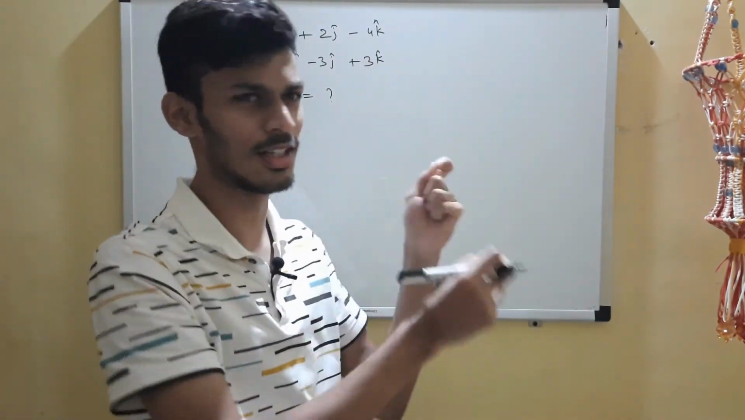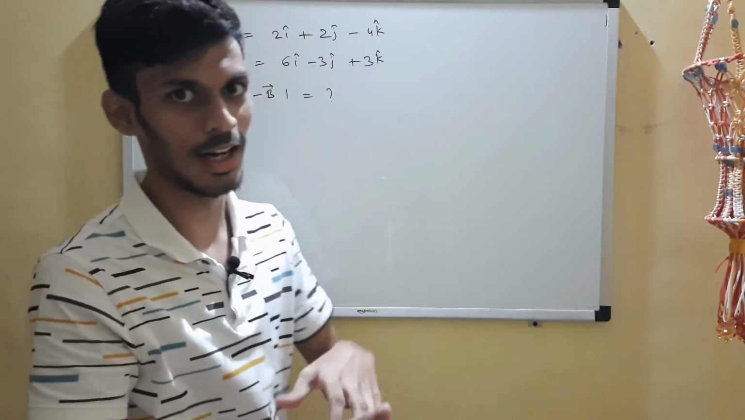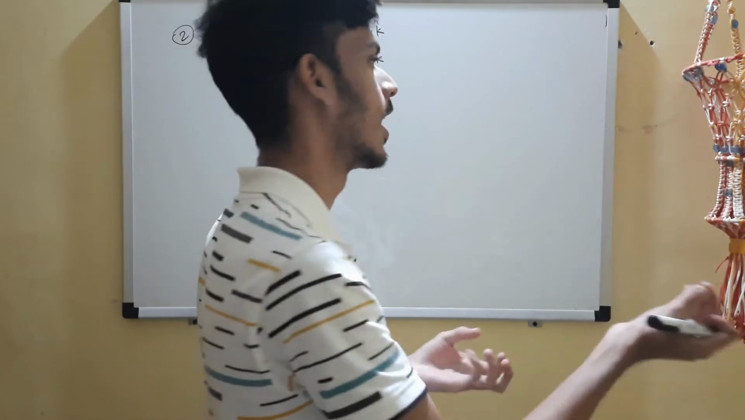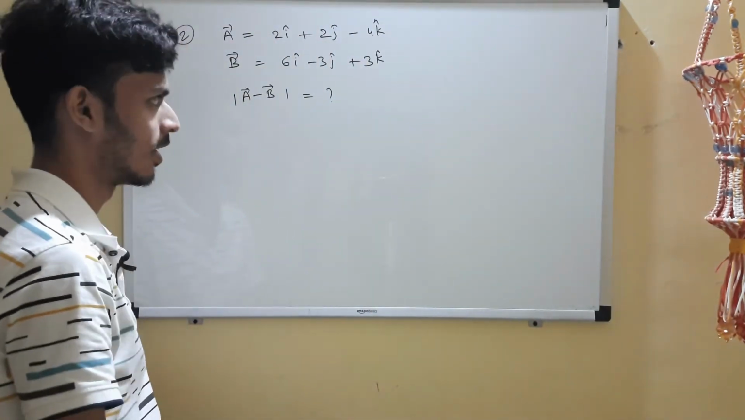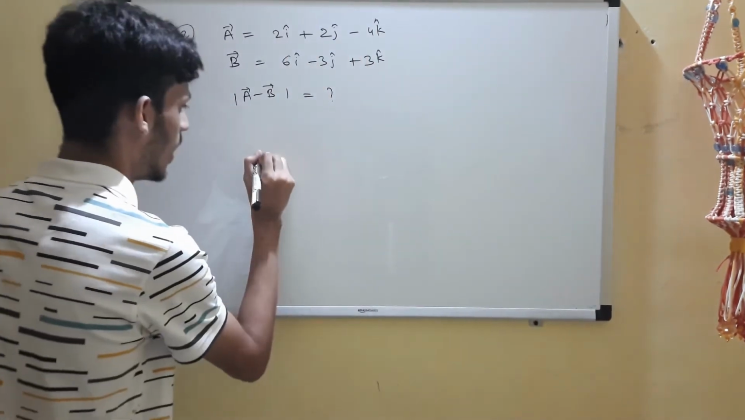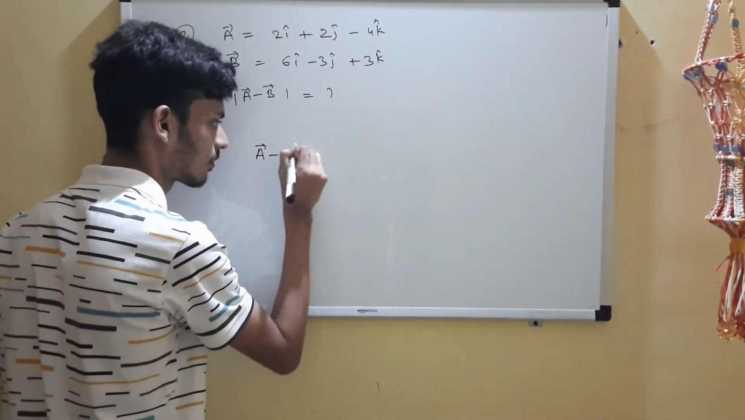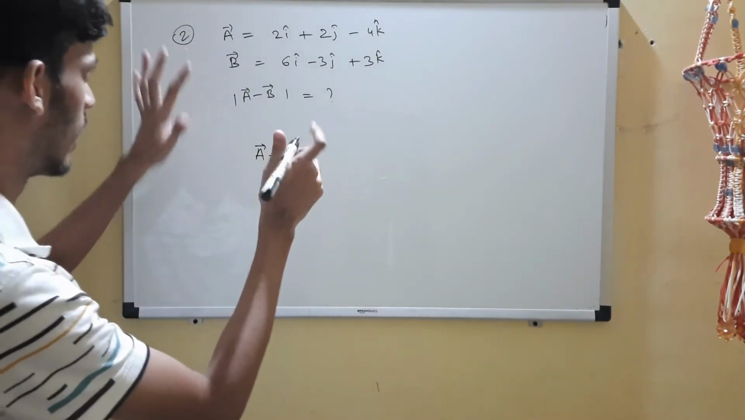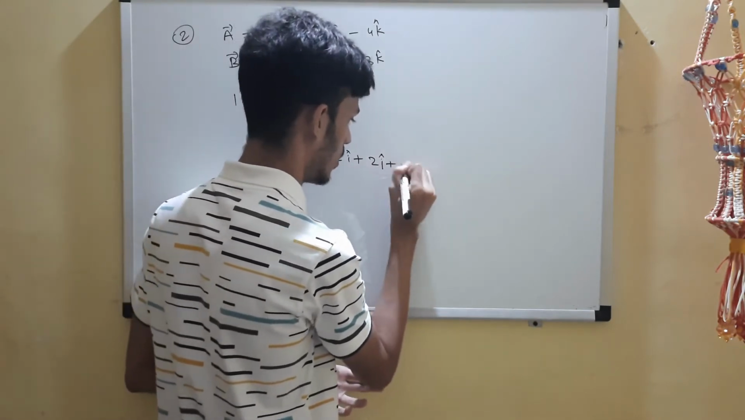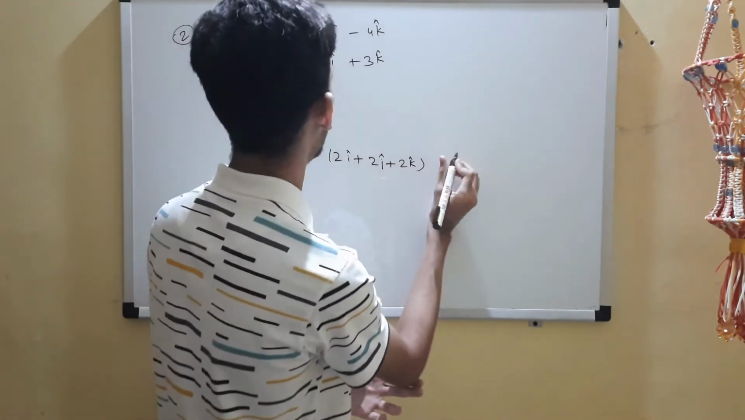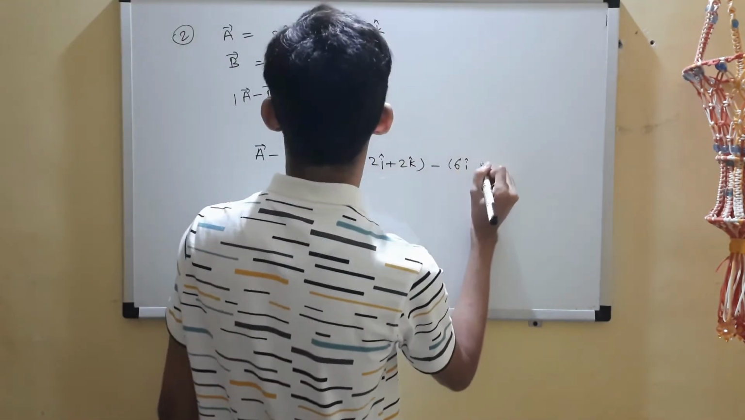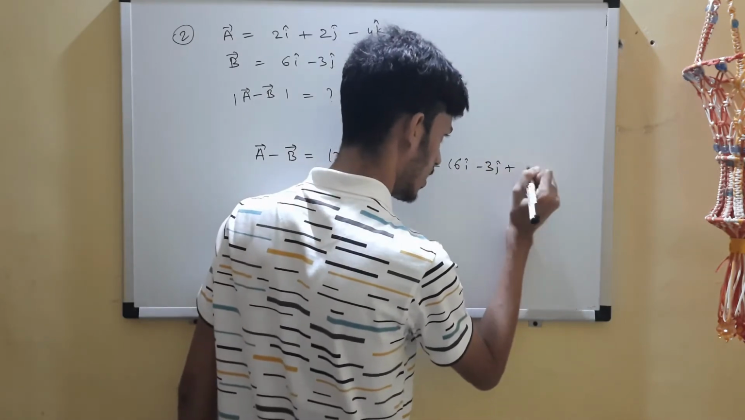After subtracting these two, you'll get a vector, and you know how to find its magnitude. But the problem is we don't know how to subtract in this form, so I'll teach you that. It's very simple. a vector minus b vector: write the a vector 2i cap plus 2j cap minus 4k cap, then a minus sign, and the b vector 6i cap minus 3j cap plus 3k cap.